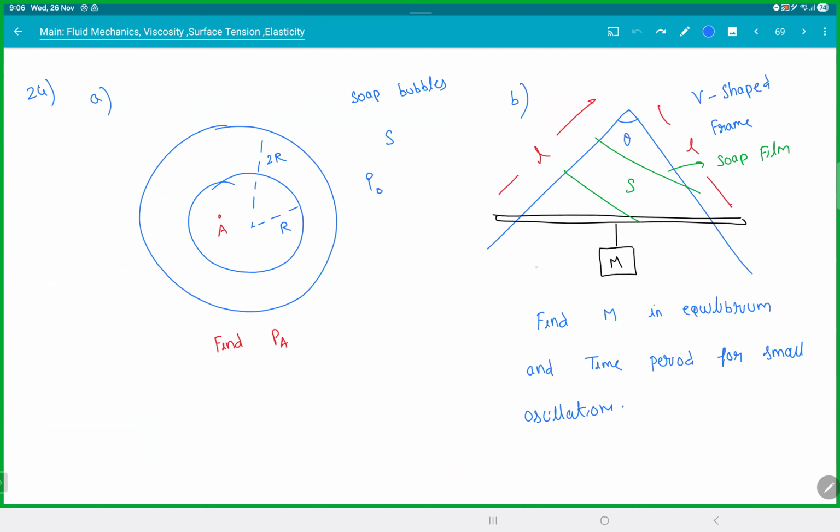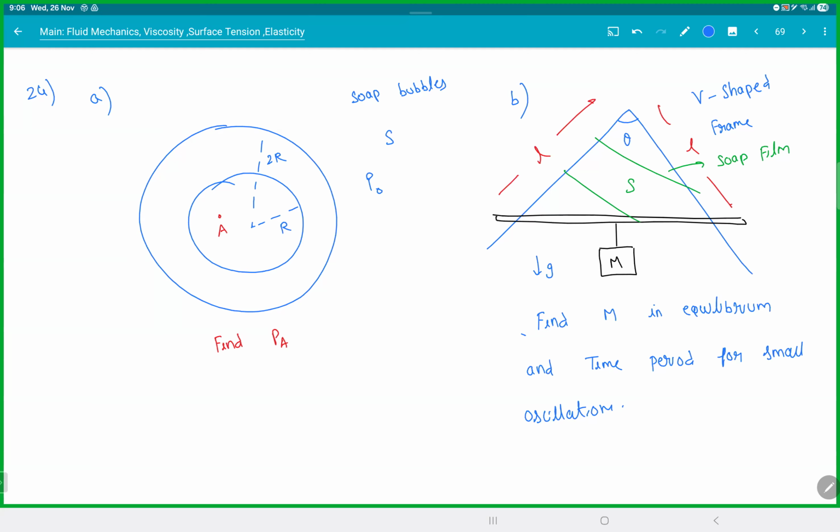We have a V-shaped frame. Angle theta, length L and L. There's a soap film, surface tension S. Find the mass of the block M in equilibrium and find the time period for small oscillations. So this rod is connected to the soap film, and the block is hanging onto the rod.